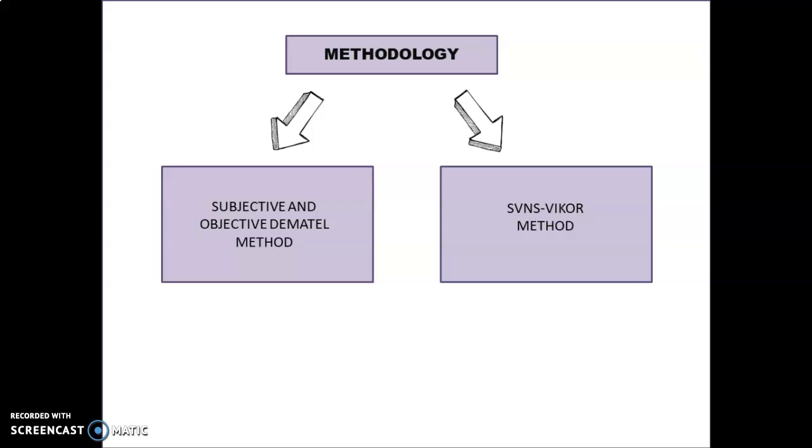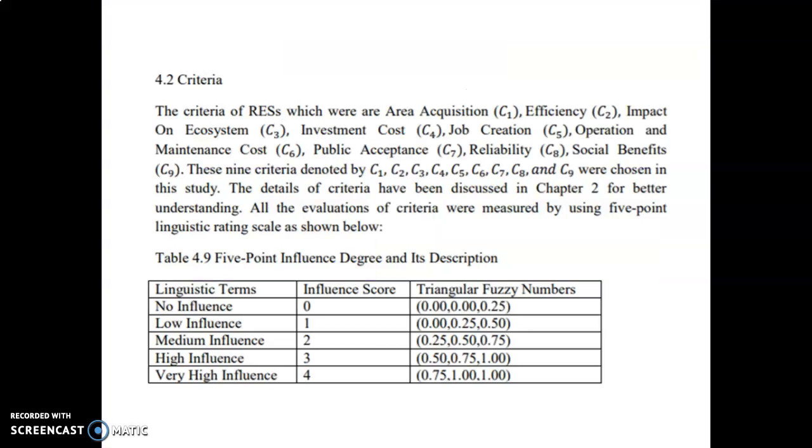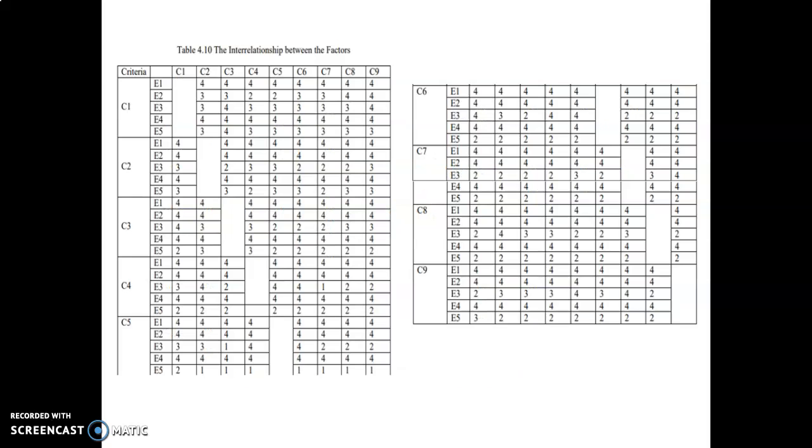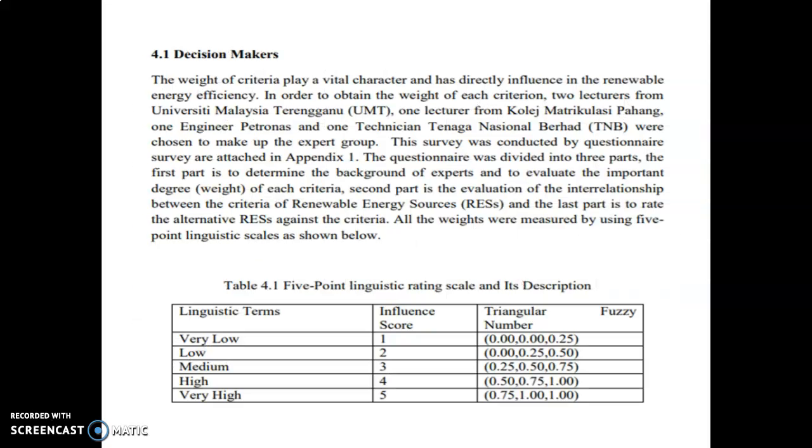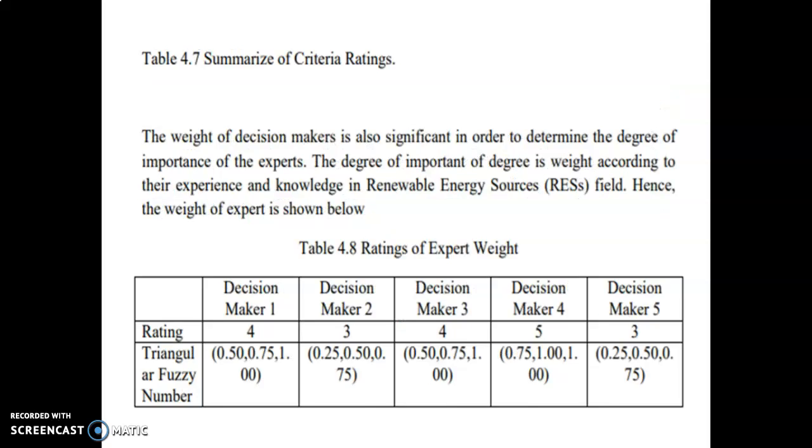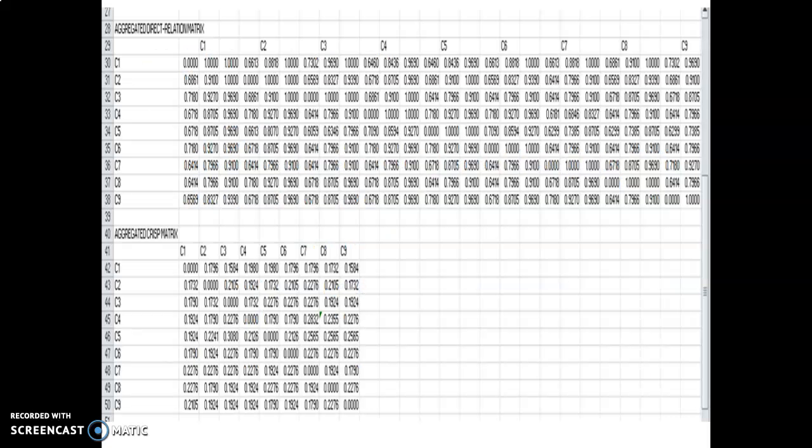There are two methods used in this study, which are subjective and objective DEMATEL and the single-value NEUTROSOPHIC method. For the calculation of subjective and objective DEMATEL, step 1 and step 2 are shown in this criteria part, step 3 is shown in the decision makers part, and step 4, aggregated weight and then aggregated direct relation matrix, is shown in this Excel part. Then transfer the aggregated matrix into a single score or CRITS matrix using Microsoft Excel, and here is the result.